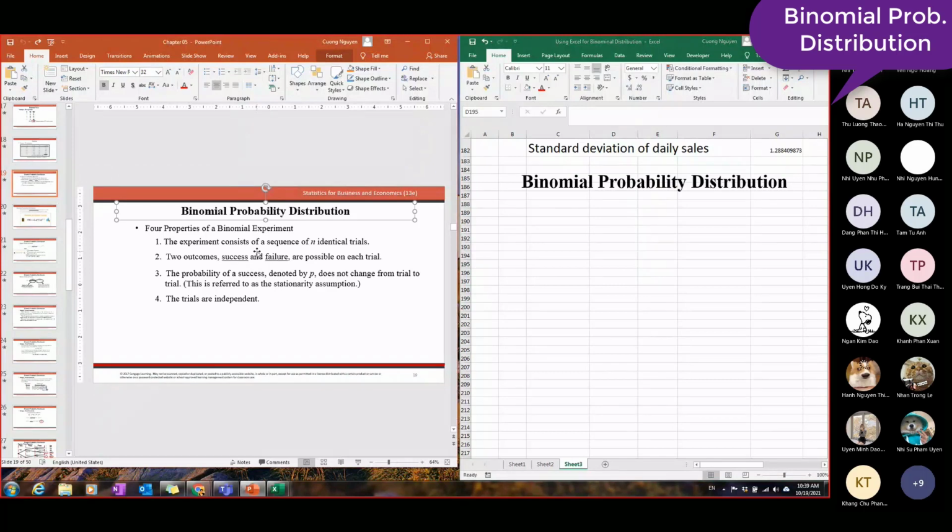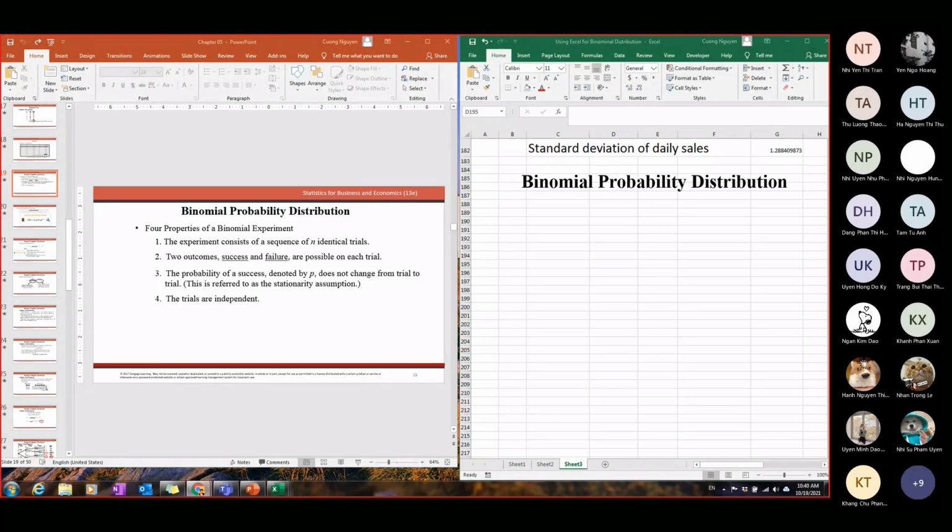So for a binomial experiment, first, the experiment consists of a sequence of n identical trials. Second, the outcome could be success or failure. So by identical trials, I mean, for example, shooting. Let me give you an example. Let's think. Now let's just do it with the example.